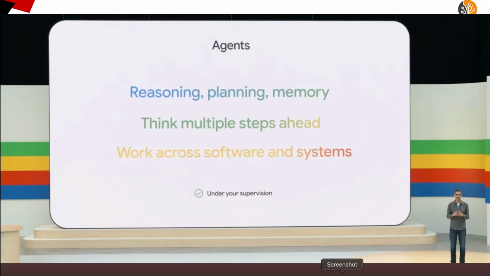Now, last year, Sundar Pichai mentioned that agents are described as intelligent systems that show reasoning, planning, and memory. And they should be able to think multiple steps ahead. They should have an ability to work across software, across programs. That was the vision said a couple of years ago. Now let's talk about Google ADK.